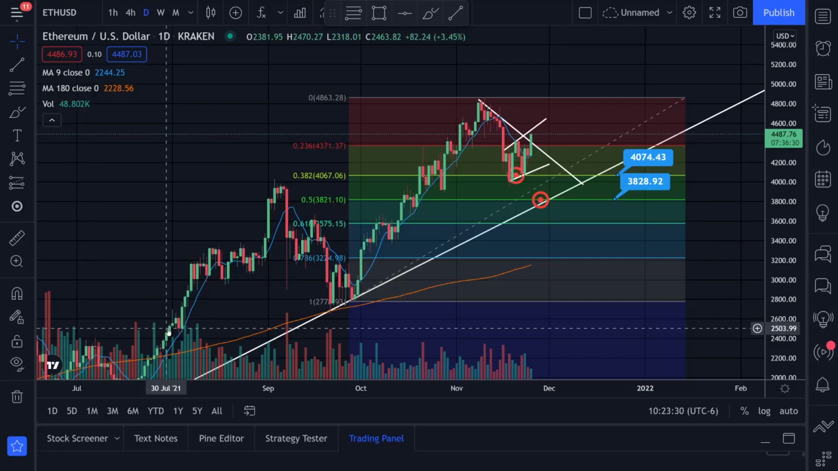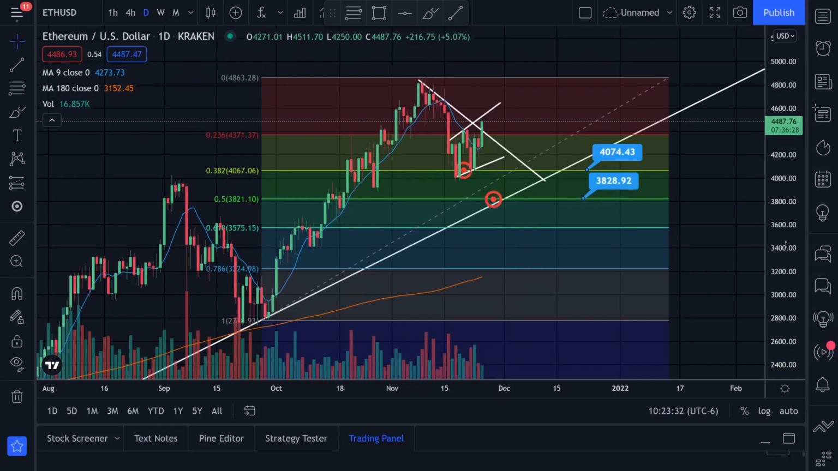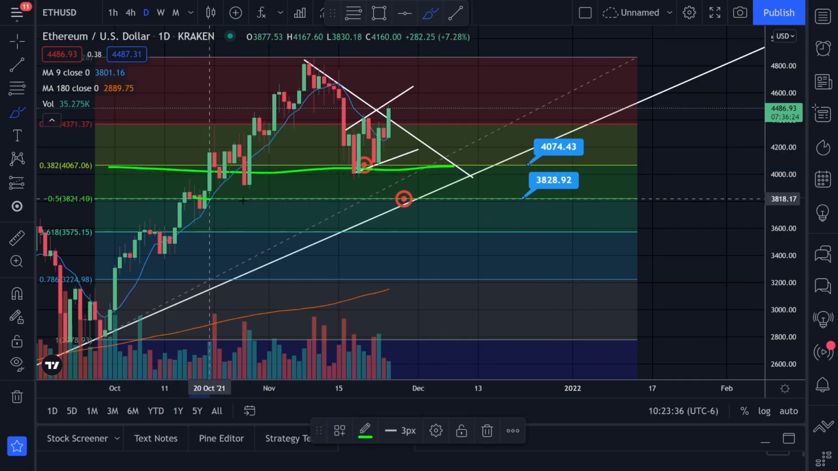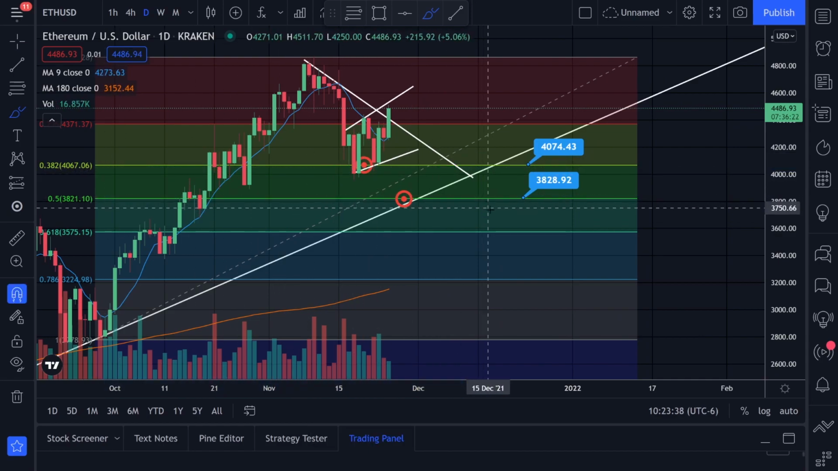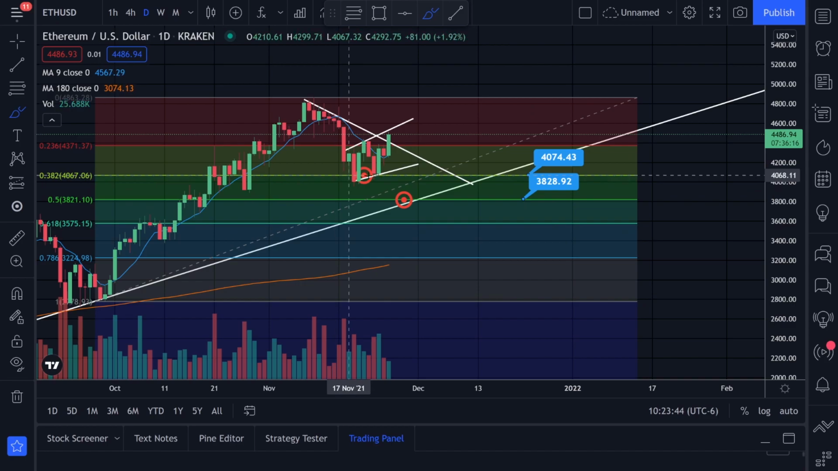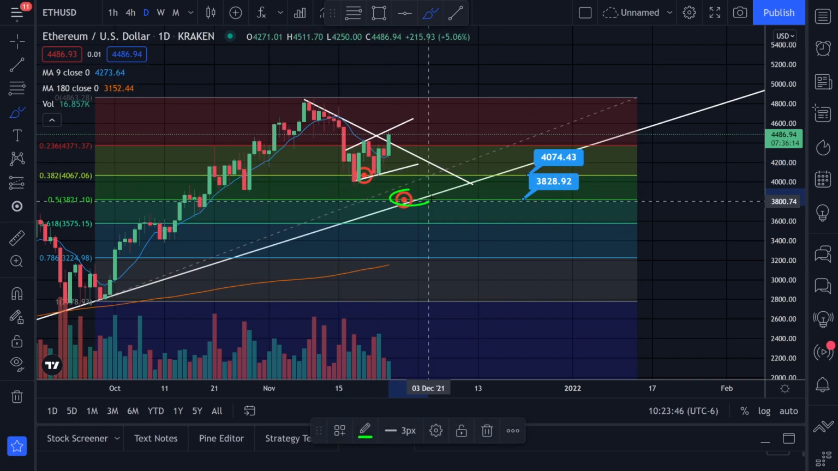Let's take a look at the chart action for Ethereum. Alright, so here's what I was looking at. I had been looking at the 38% level right here and the 50% level. I had limit orders. Those were my two targets. My first target was 4,074 and then my second target was 328. We hit the first target, but we didn't come down and hit the second target.